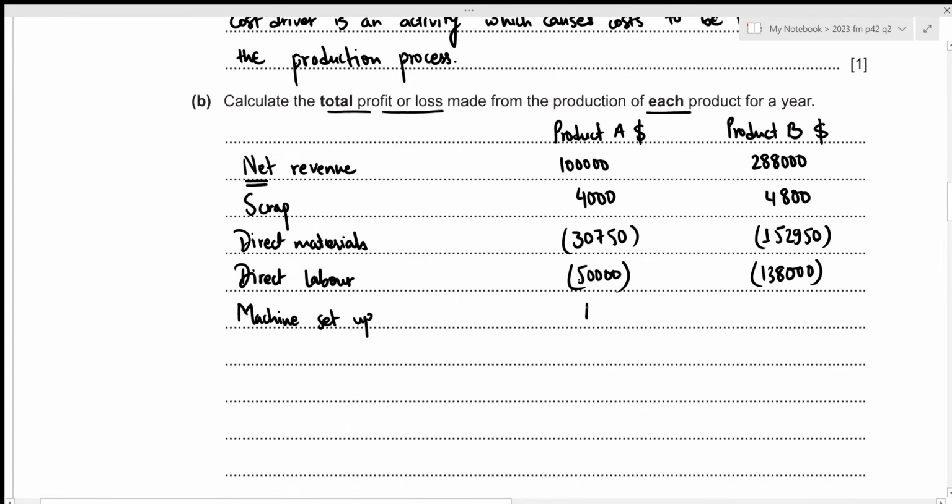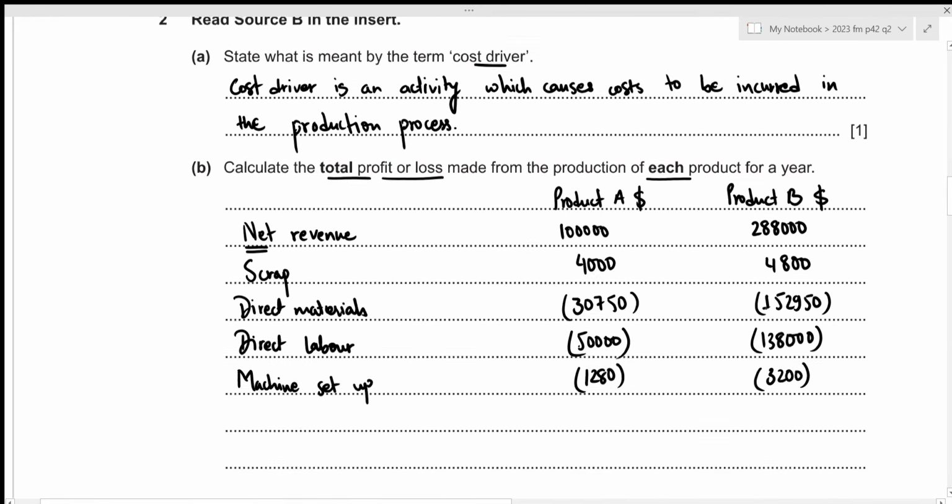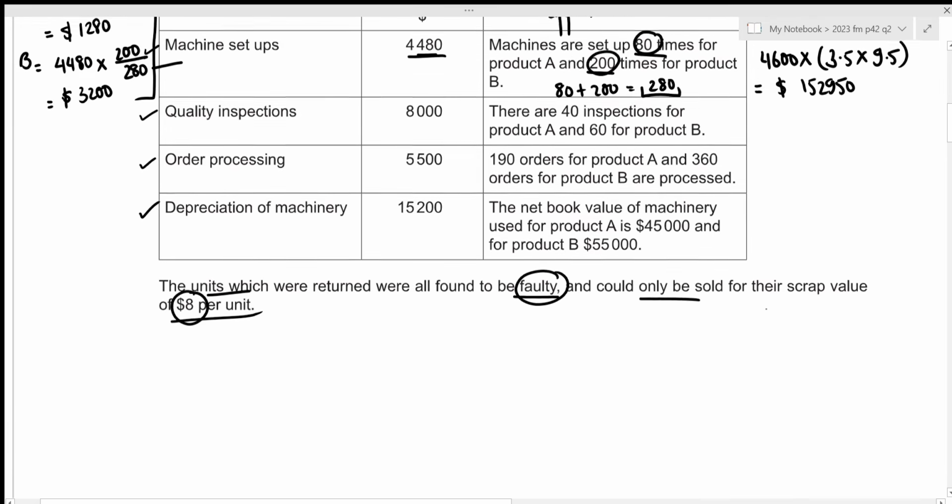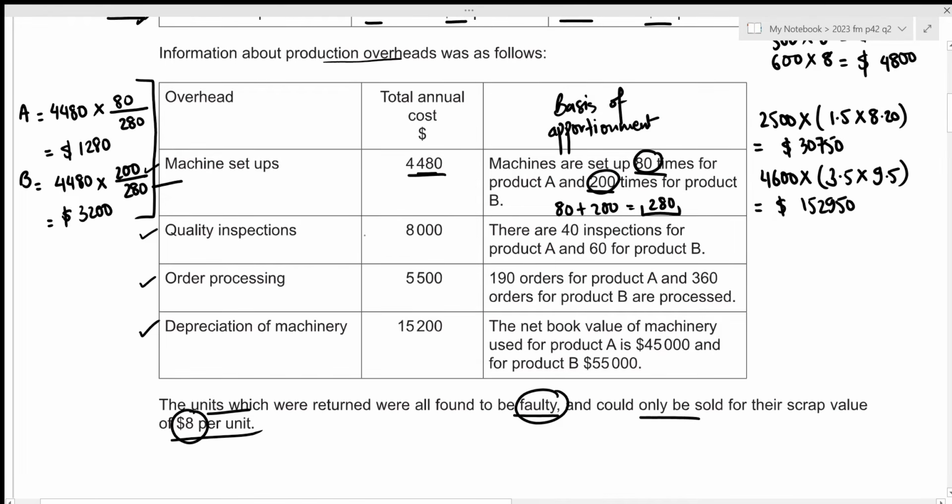We figured it out to be 1,280 for A and 3,200 for B. Okay. Now we just repeat the same process for the remaining overheads as well. So we are given the total annual cost for quality inspections, and the basis of apportionment is that 40 inspections were done for product A and 60 were done for product B. So the total inspection is just going to be 100.